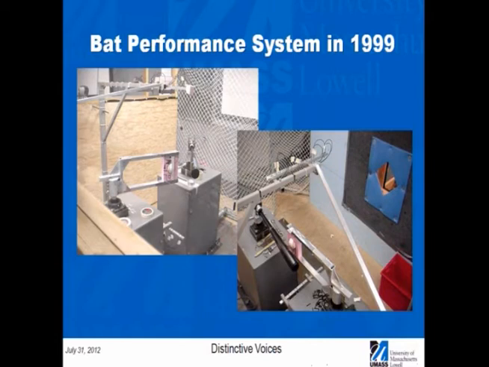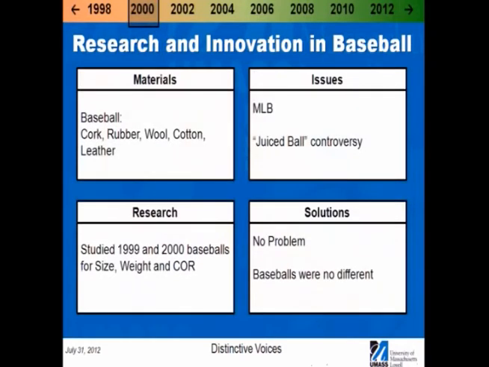At that point, there was a moving bat, moving ball test system, where the bat was swung at 66 miles per hour at the 6-inch location, and the ball was sent into the impact at 70 miles per hour, and the ball exit velocity was measured.